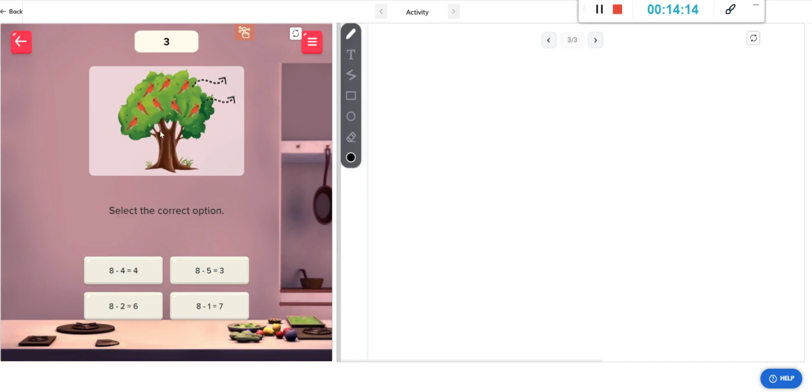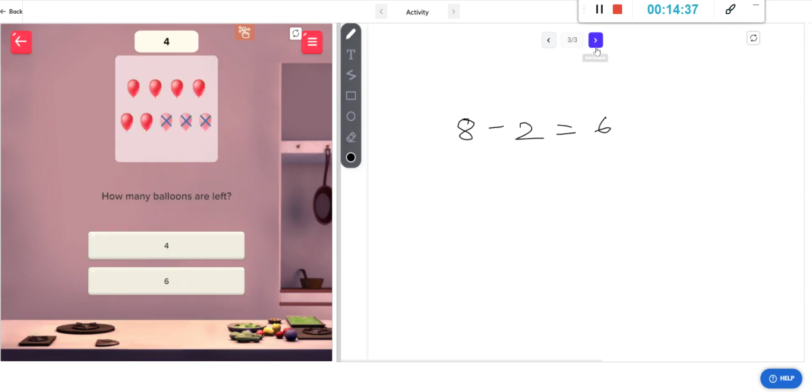Okay, how many total parrots do we see? It's red parrots. Okay, so let's see. 1, 2, 3, 4, 5, 6, 7, 8. Right? And how many are flying away? 1 and 2. So how many will you be left with? 1, 2, 3, 4, 5 and 6, right? So 8 minus 2 is equal to what? A 6. Nice work, you guys. Nicely done. Let's try the fourth one.